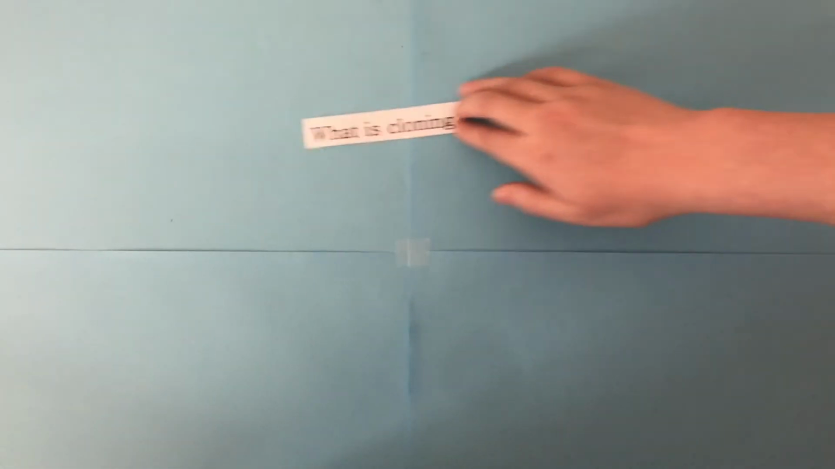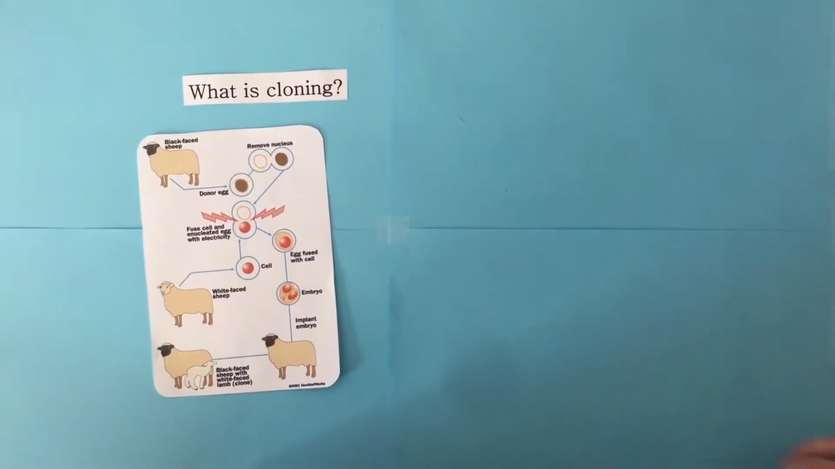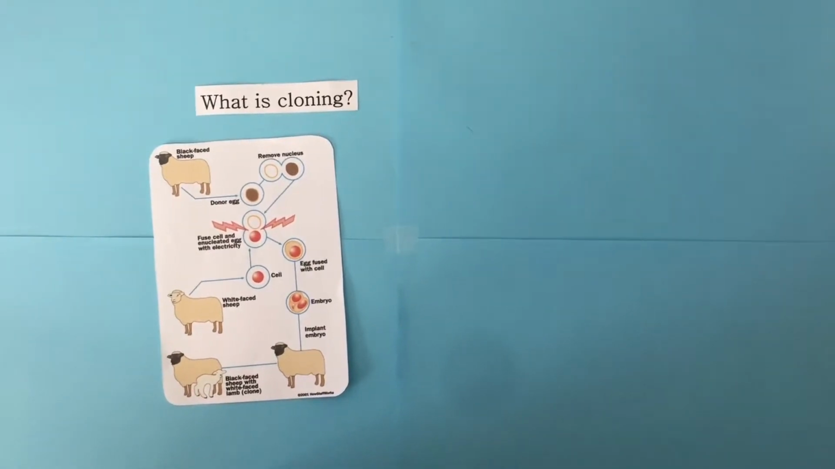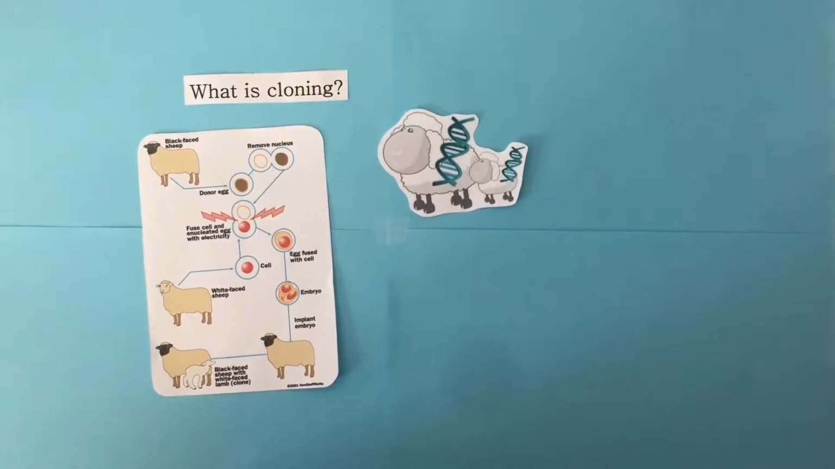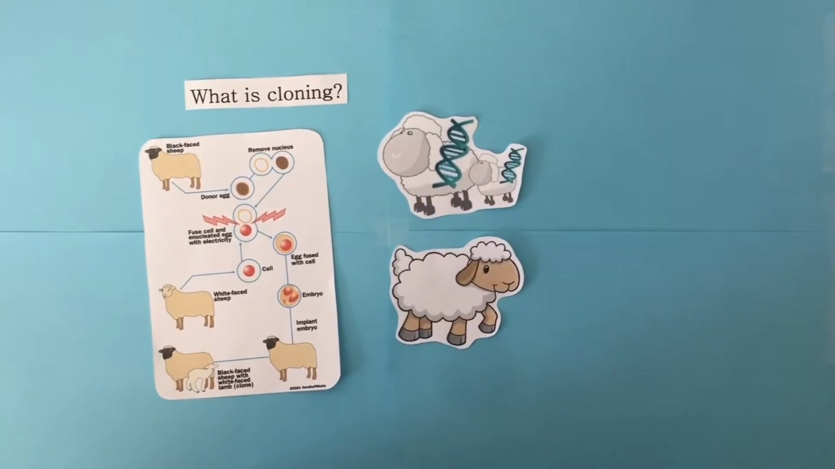What is cloning? Cloning is the process by which an exact, identical copy of the original can be made. Clones are those organisms that have identical genes. That means the sequence of their DNA is the same. Cloning is used in two contexts, cloning a gene or cloning an organism.